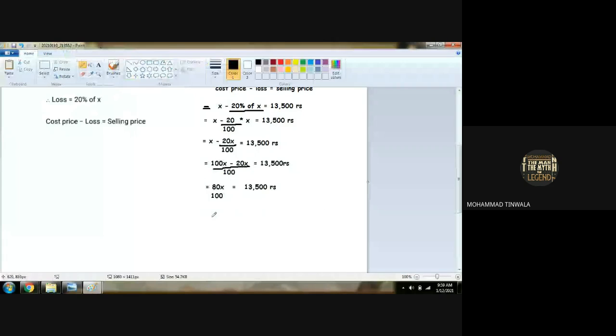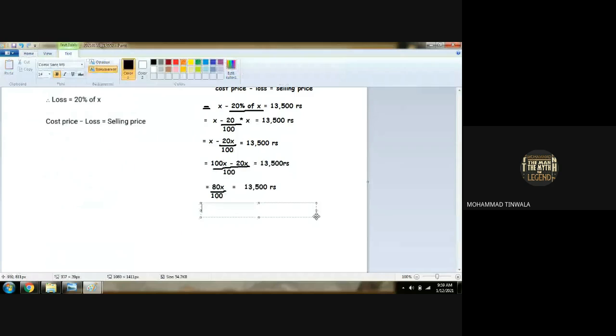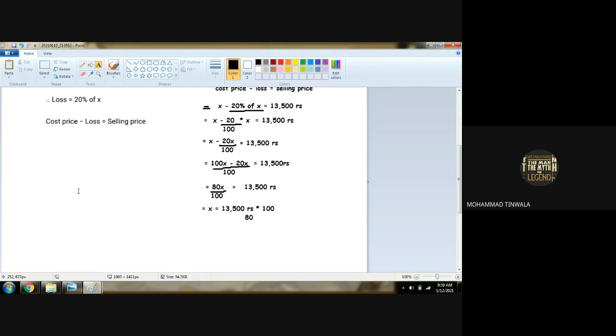Now, sorry, leaving x at a side, x will be at a side, is equal to 13,500 rupees as it is, multiply by 100, which is in division form, so it will go in the numerator, and 80 is in multiplication form, so it will go in the denominator. Anybody has any doubt here?